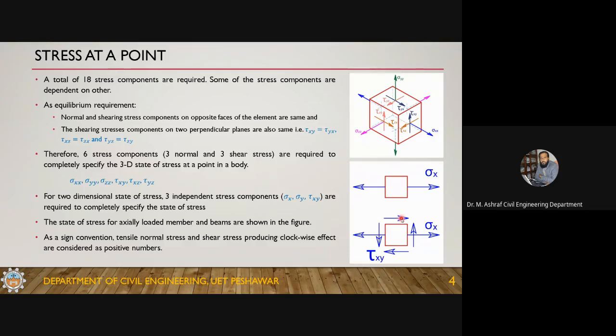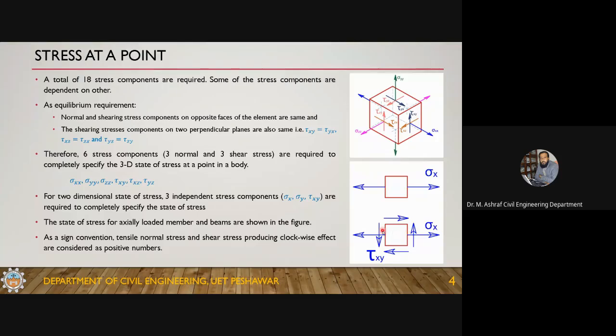Okay, this is also the equilibrium requirement. Here you can see I have shown the same stress component in the same color, like this tau xy, which is a shear stress acting on the x plane in the y direction, and this one is a shear stress acting on the y plane in the x direction. So they are the same in magnitude but different in direction, obviously.